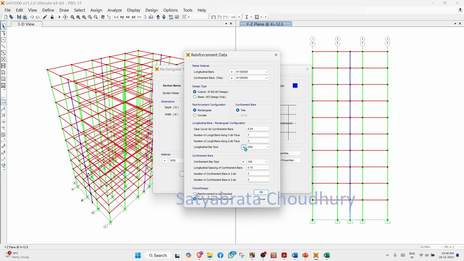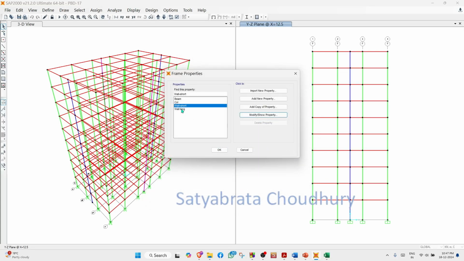So in the wall also we are taking 20 millimeter diameter bars. In the list of the bars you can select. So we have selected this 20 mm diameter bar, and the confining reinforcement 10 millimeter diameter, etc. And you have to put reinforcement to be designed, not checked.